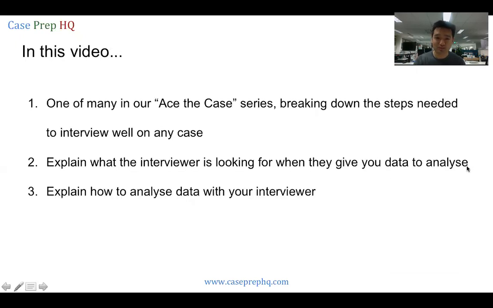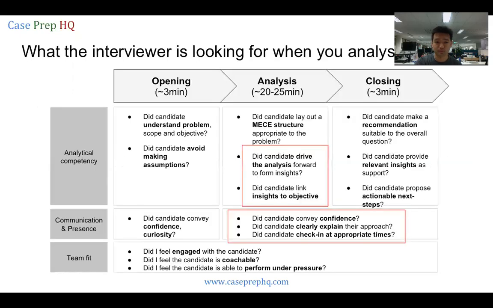So this video is one of many in the Ace the Case series, where we're breaking down the steps needed to interview well in any case, from opening all the way to analyzing and closing. In this video, I'll explain what the interviewer is looking for when they give you some data to analyze, which is typically in the middle of the case. They'll probably do it a couple of times as well, 2 or 3 times. And then I'll also explain the method you should take to analyze data with your interviewer so that you can hit those criteria they're looking for.